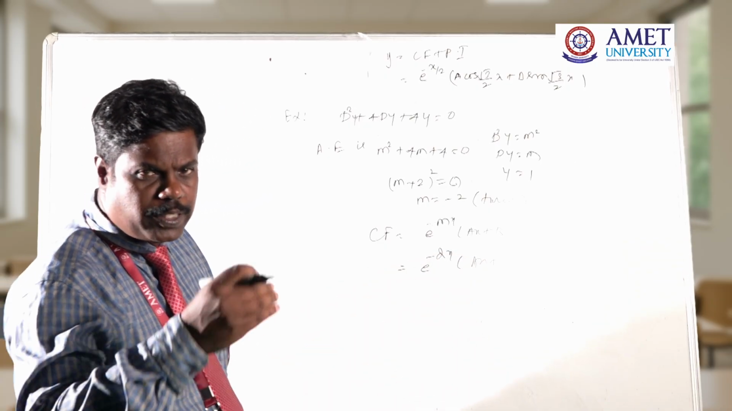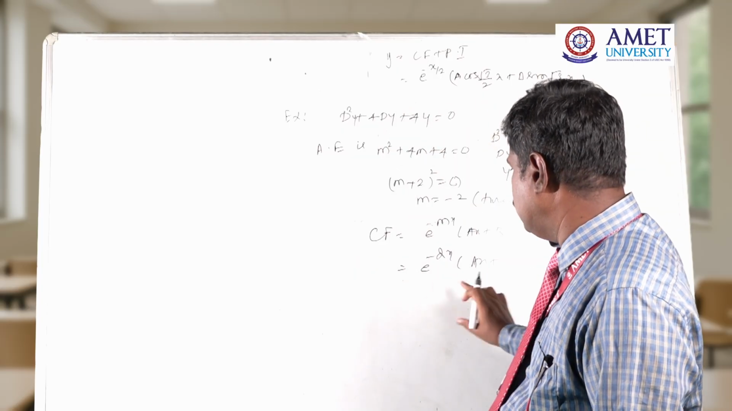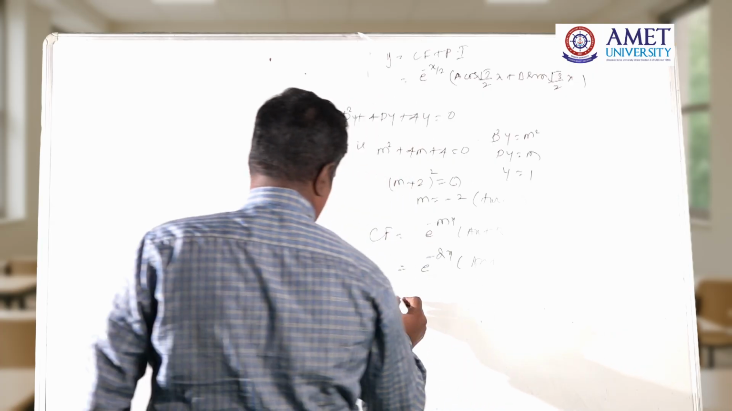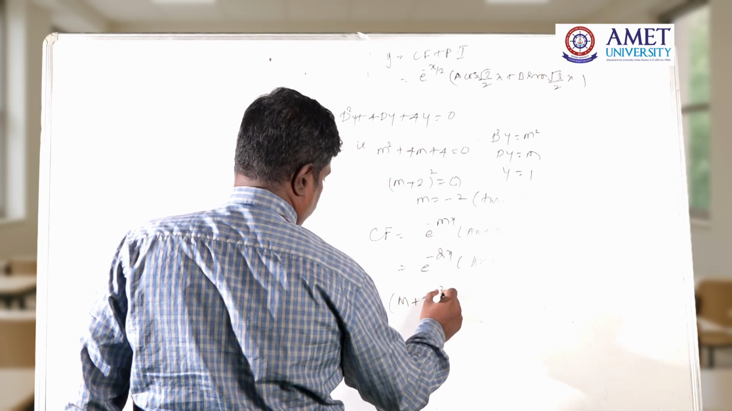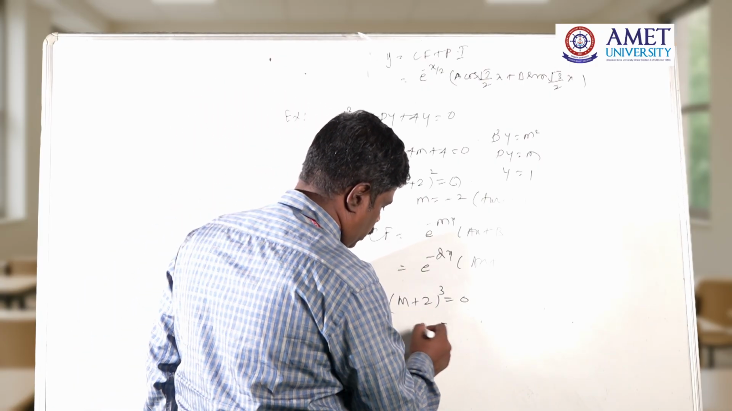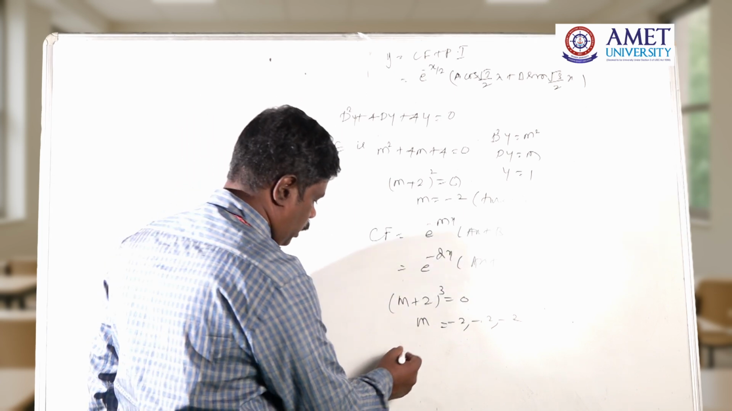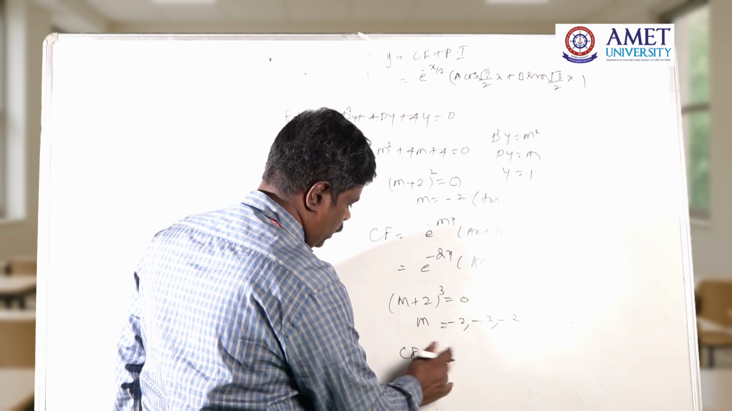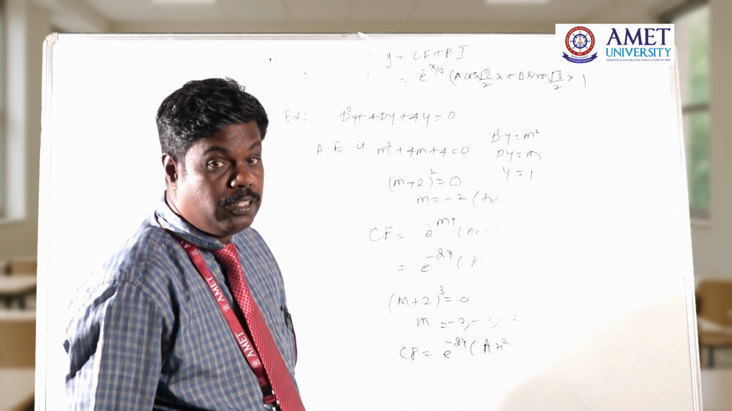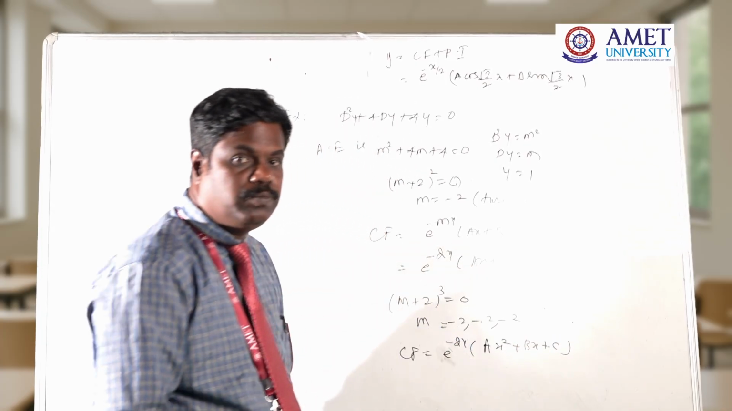So likewise, you can extend for the higher orders. If it is second order, it is e power minus 2x, ax plus b. Suppose the root is (m plus 2) whole cube. (m plus 2) whole cube means how many times is 2 repeated? That is m equal to minus 2, minus 2, minus 2, 3 times. So what is the complementary function? The complementary function is e power minus 2x into (ax squared plus bx plus c).